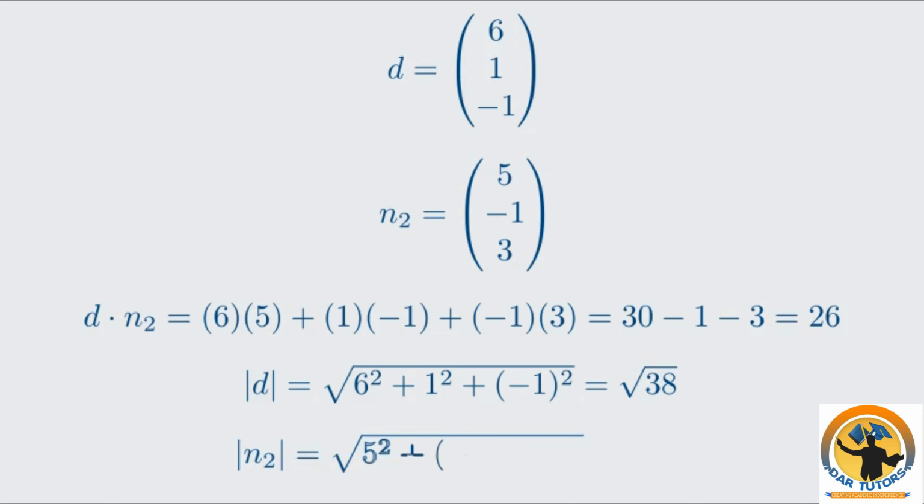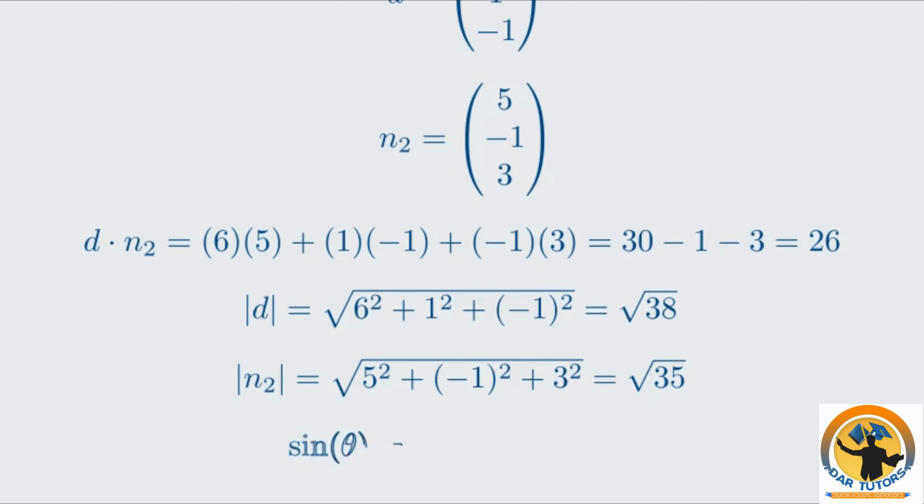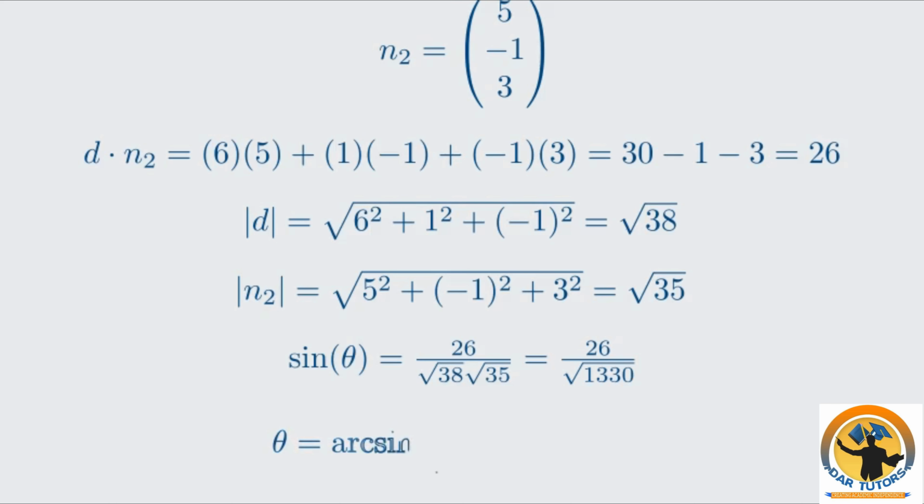The magnitude of D is the square root of 38. The magnitude of n2 is the square root of 35. Plugging these values into the formula, we get sine of theta equals 26 divided by the square root of 38 times the square root of 35. Taking the inverse sine, we find the angle theta is approximately 47.5 degrees.